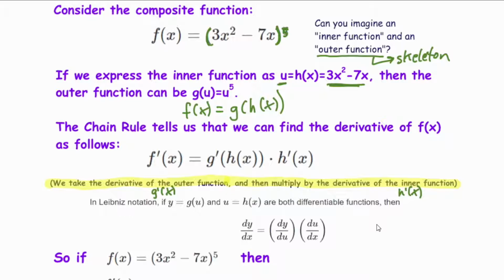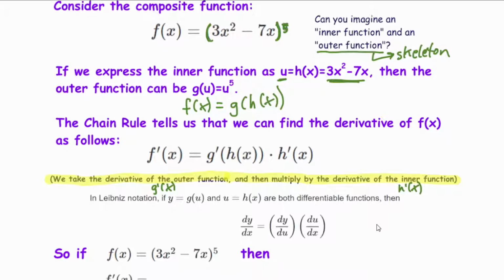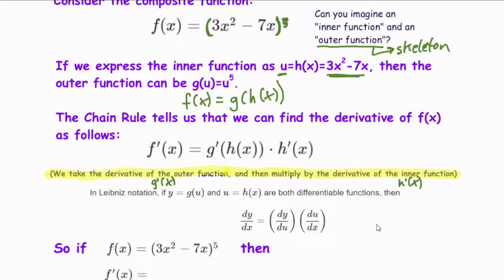In Leibniz notation, if y equals g of u and u equals h of x, where both are differentiable functions, then dy/dx equals dy/du times du/dx. And you can kind of think about that canceling out, and it simplifies to dy/dx if we just treated it like a regular fraction. So that's a way that allows this to be true.